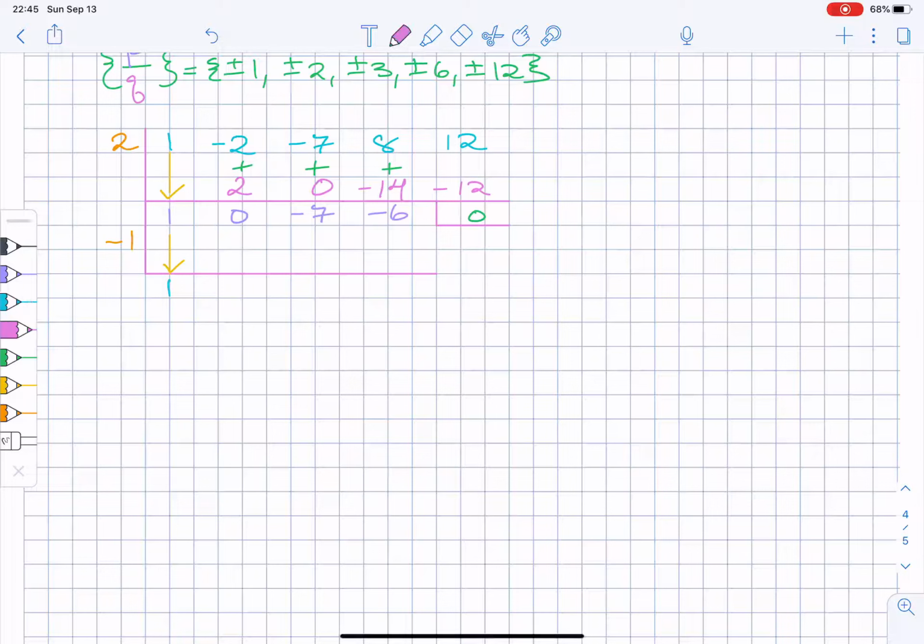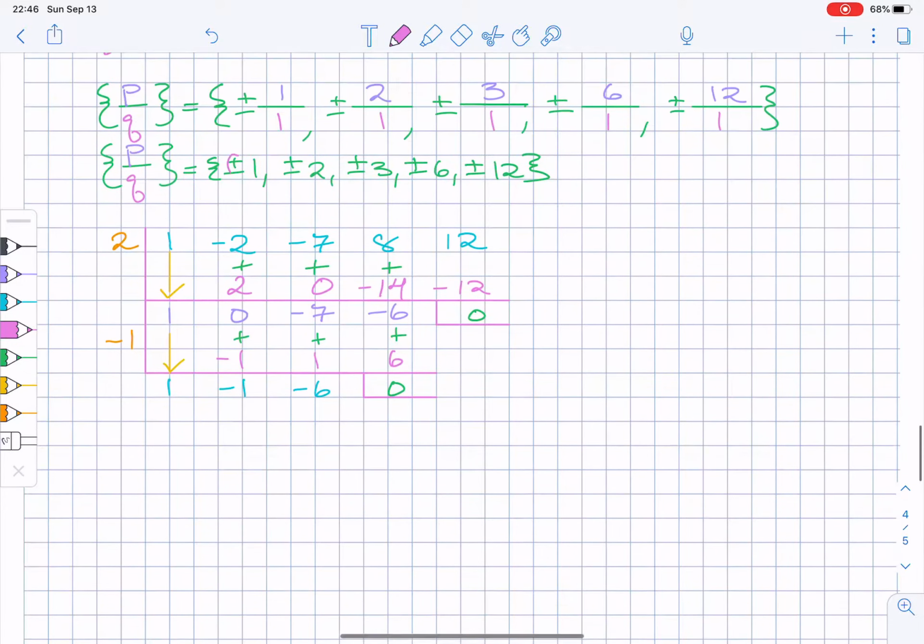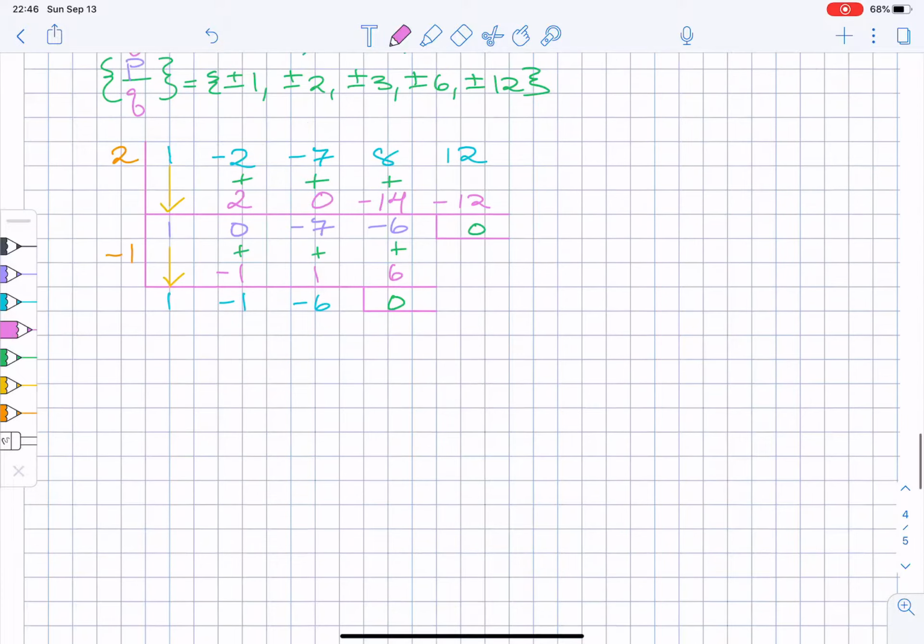So 1 times negative 1 is negative 1. Add these two together. 0 minus 1 is negative 1, times negative 1 is positive 1. Add these two together. Negative 7 plus 1 is negative 6. Negative 6 times negative 1 is 6. Add these two together and we do indeed get 0, so that does work. Once again, my last number is still 6, so I still have the possibility of all of these being roots.